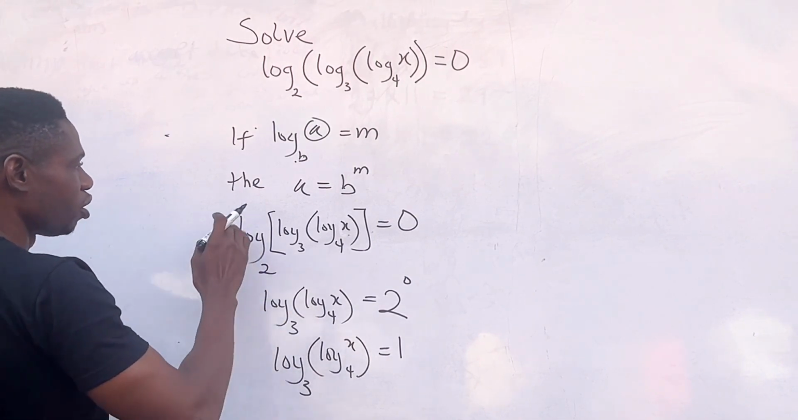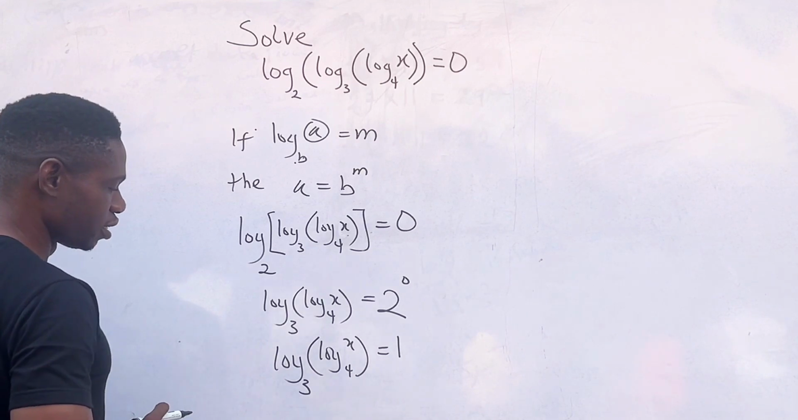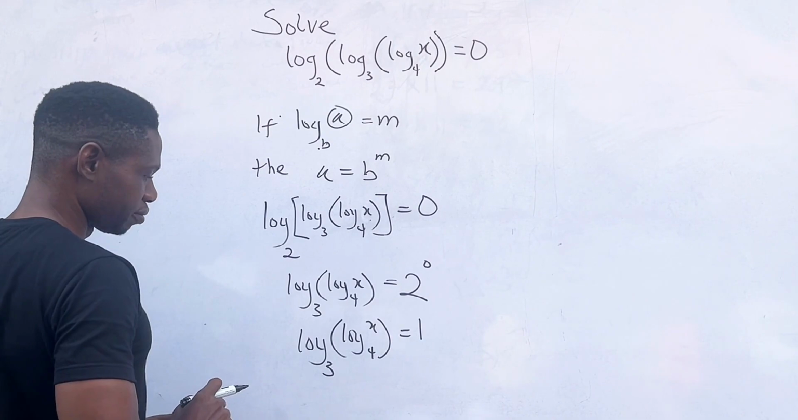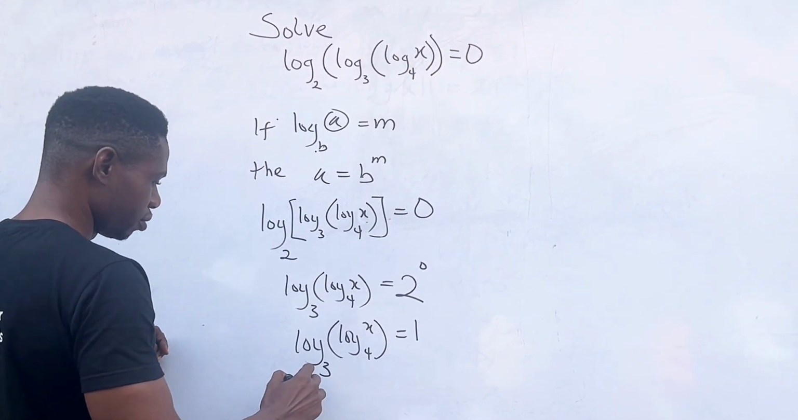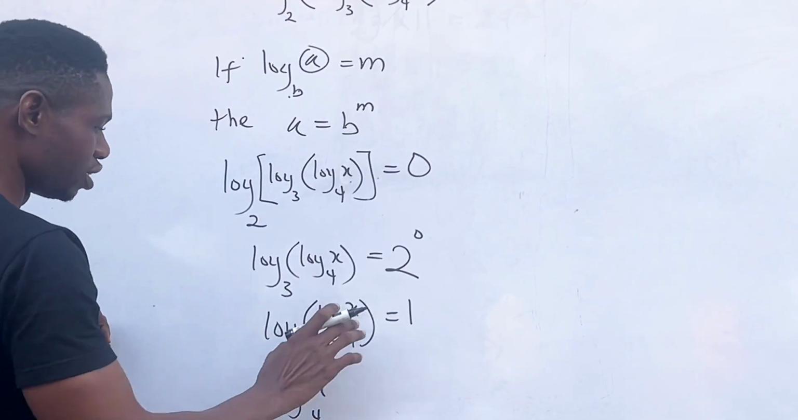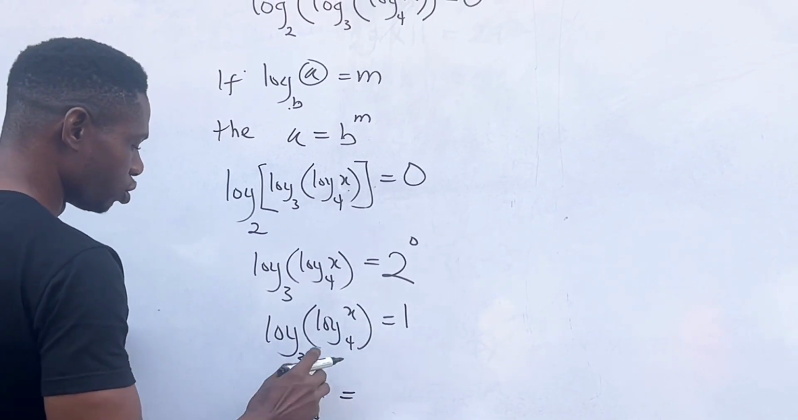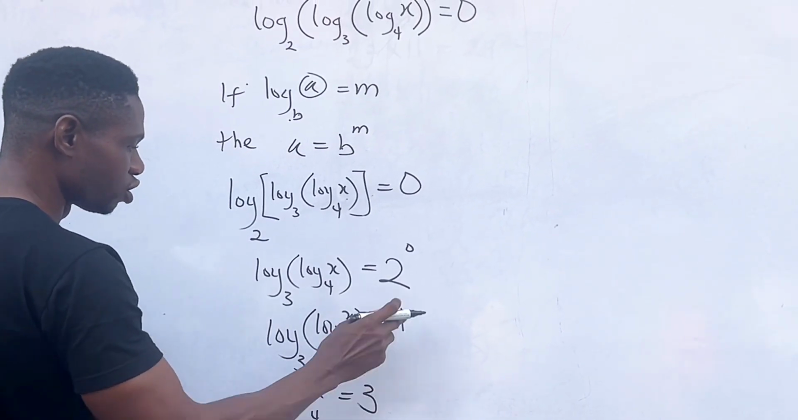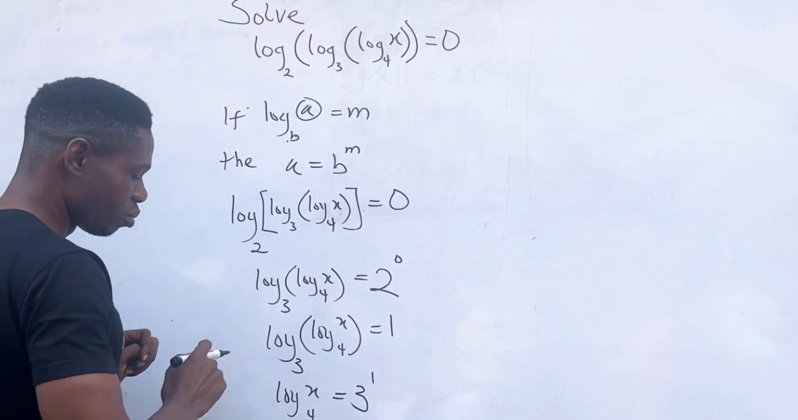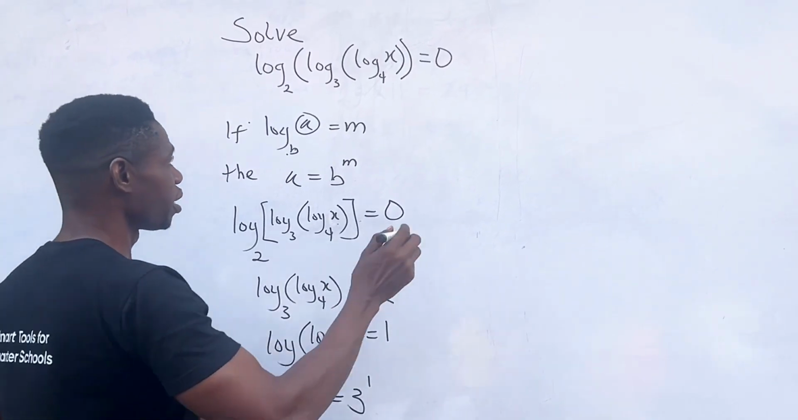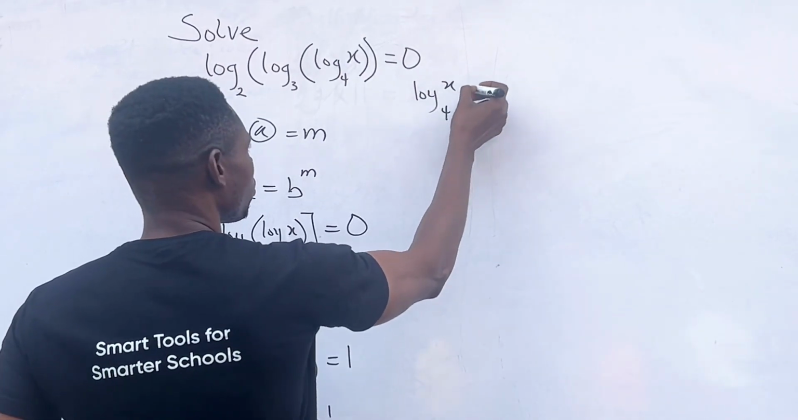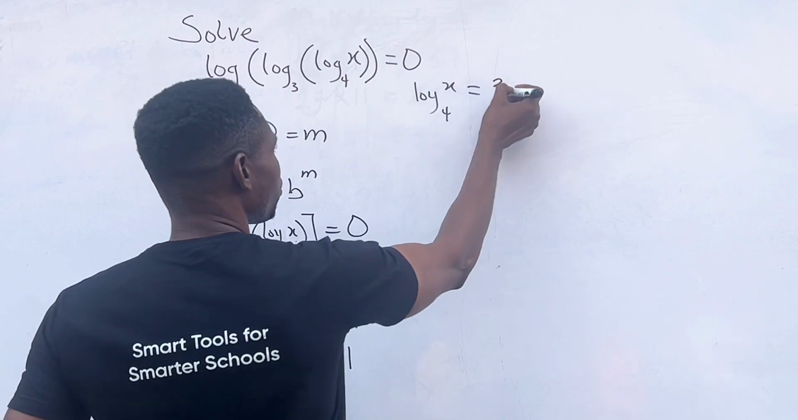So using the same logic we applied, we can do it here again. So 3 goes to the other side to be raised to 1. So log x base 4, that's the number of the log, will be equal to the base raised to power 1. Raised to power 1. So let's come up here. So this gives us log x base 4 equal to 3.